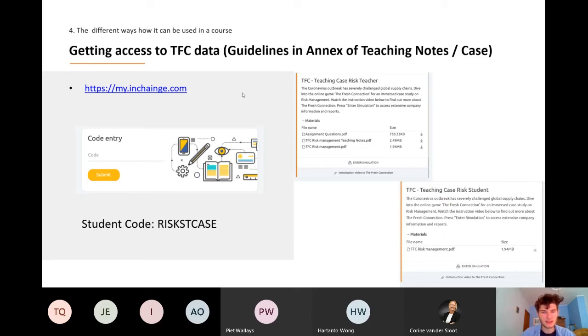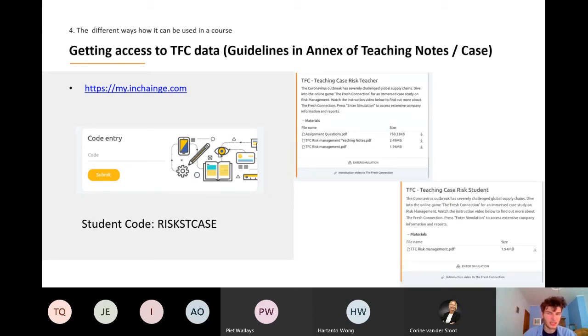note. So you can find guidelines to access the material in the teaching case. That's of course the material for students. So you can send students to our portal, my.inchange.com, where they can create an account like on every other website, and then log in with their created email and password. And then once they are inside our portal, they receive the code from you, which is risk ST case. They put it in there, and then the window at the bottom right appears, the Fresh Connection teaching case risk student, and there they get access to the teaching case.